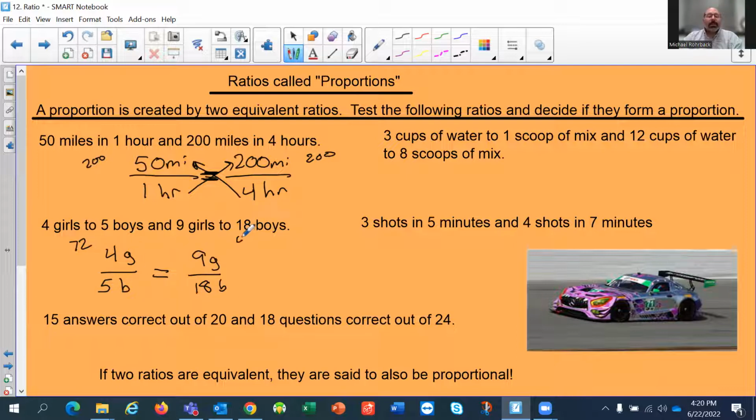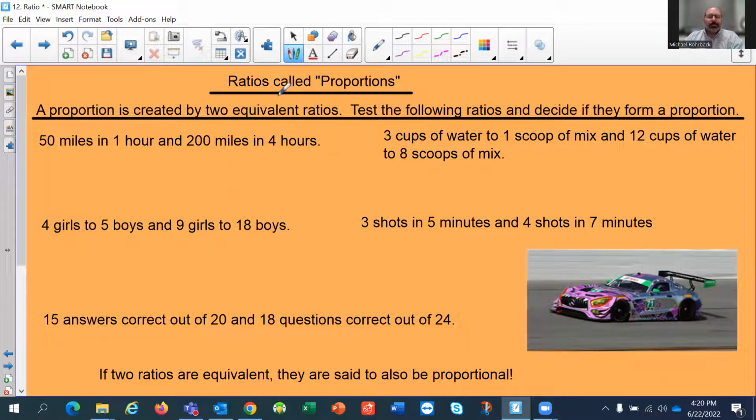5 times 9 is 45. So do these have the same ratio? No, not even really close. So you could slash that out. They are not equal. That does not make a proportion. Okay, so the idea of a proportion is 2 ratios that are equal.